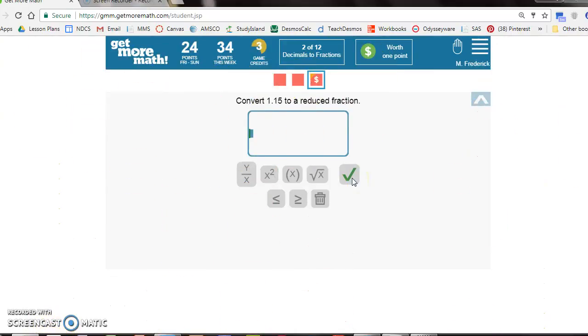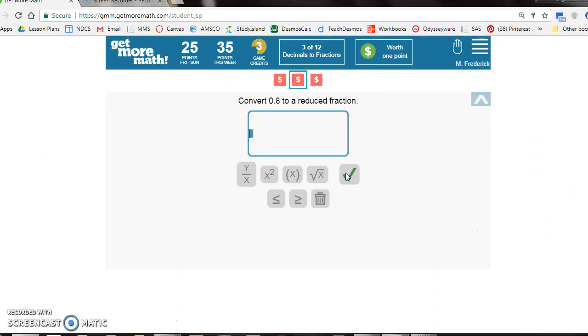Convert 1.15 to a reduced fraction. Notice here we have a whole number before our decimal. So we have the value 1, then we have 15 hundredths. We can simplify our fraction. Notice that 15 and 100 are both divisible by 5. 5 goes into 15 3 times, and 5 goes into 100 20 times. So our answer as a reduced fraction is 1 3/20.